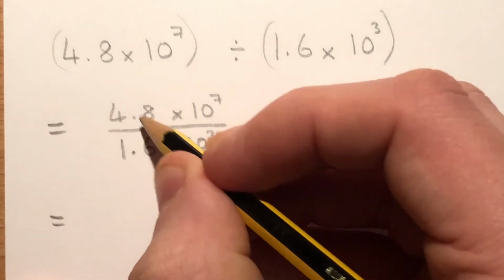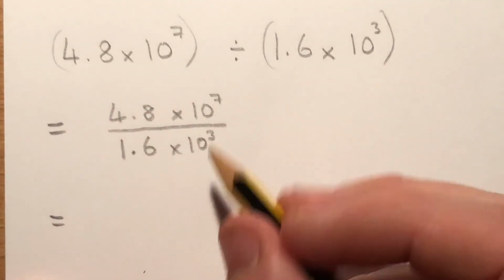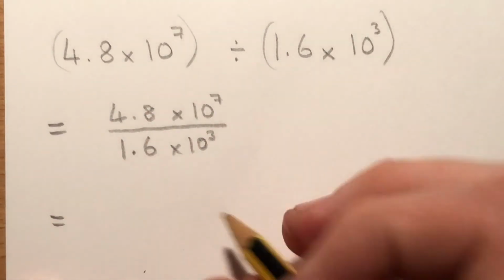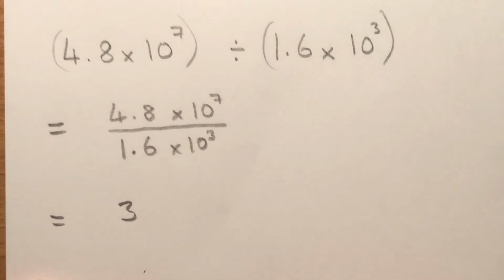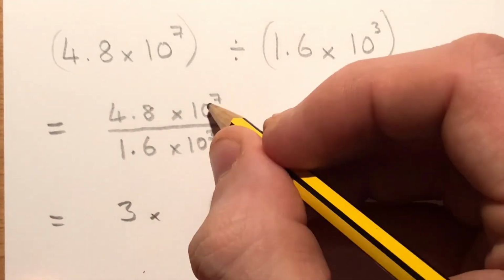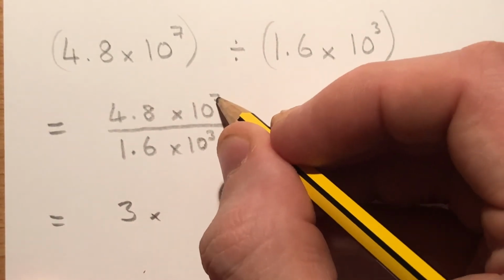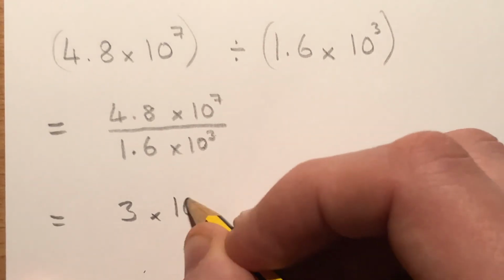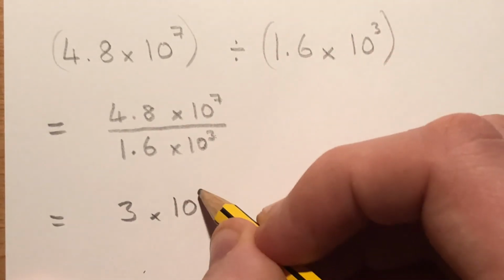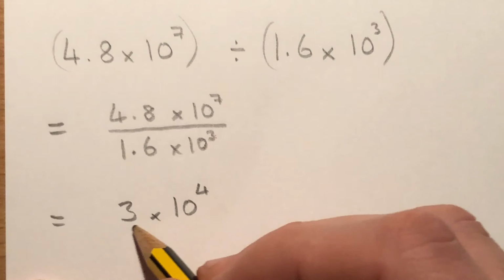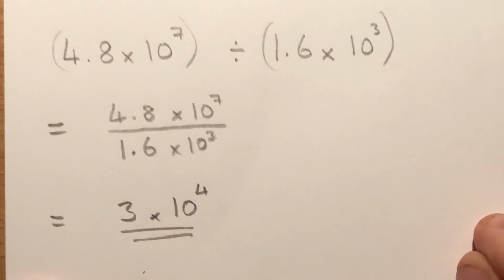Now all we have to do is deal with the numerical bits first of all. 4.8 divided by 1.6 is 3. And because I'm dividing two bases, I just subtract the powers. So 10 to the power of 7 minus 3 is 4. There you have it. Try some extra examples for yourself, guys.